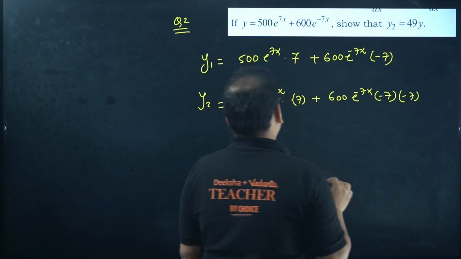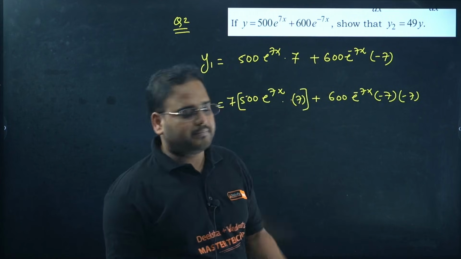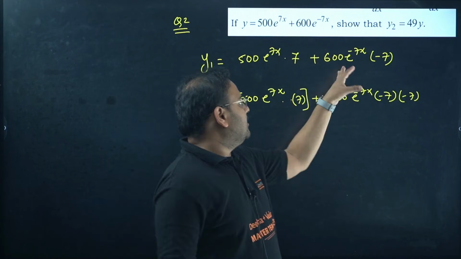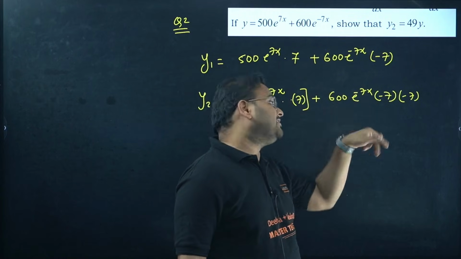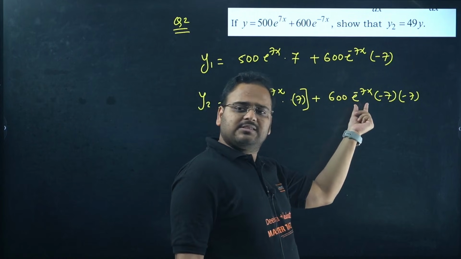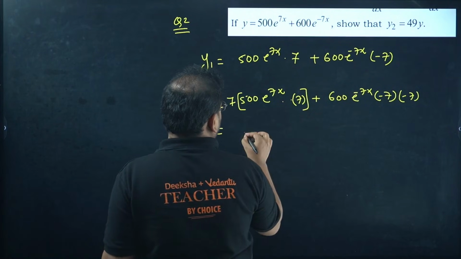Sir, what are you saying? Think about it. Be logical. Differentiated e power minus 7x, you got e power minus 7x into minus 7. Differentiate one more time, you'll get e power minus 7x into minus 7 again. So you're getting it 2 times. No problem. So we have 7 square over here.